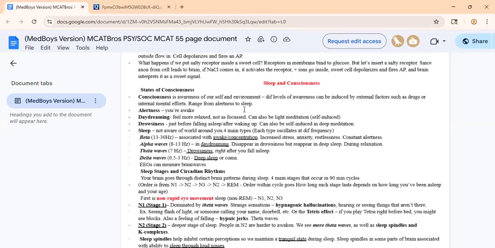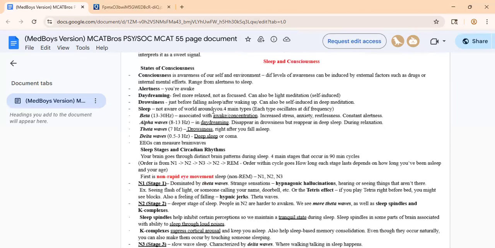So now we are in sleep and consciousness. The important thing to know about sleep is that there are going to be different stages, and there's also going to be a lot of waves. Beta is associated with awakeness. Alpha is associated with daydreaming. Theta is drowsiness, and delta is deep sleep.